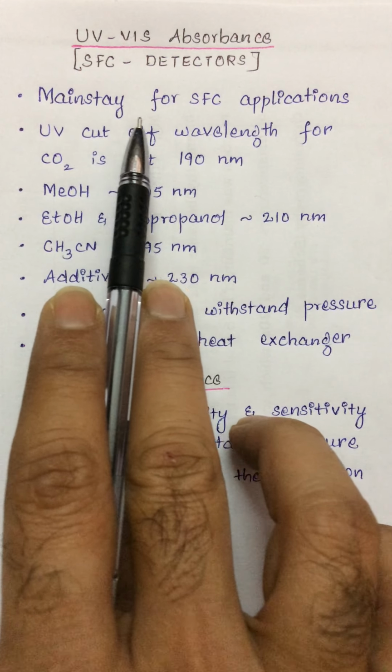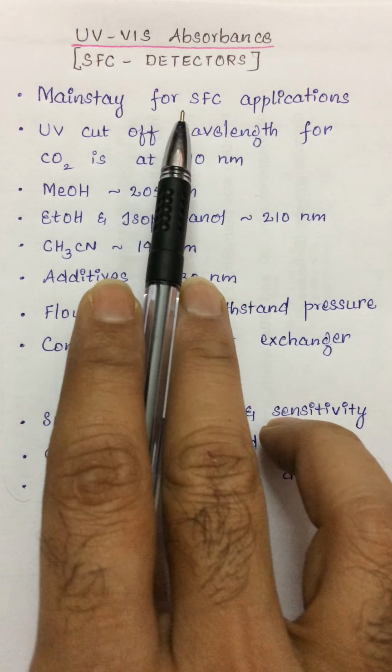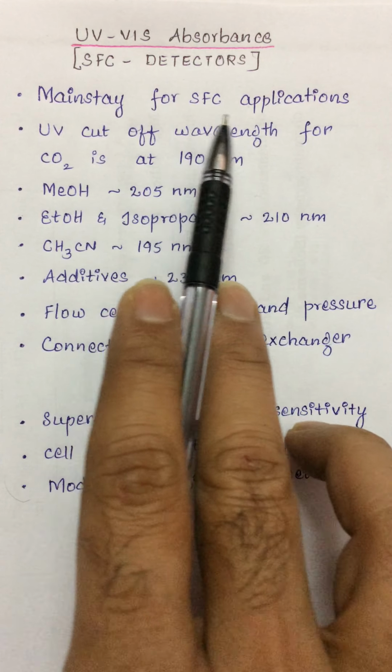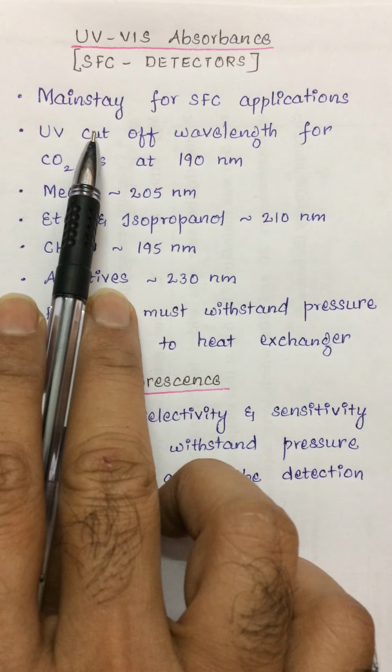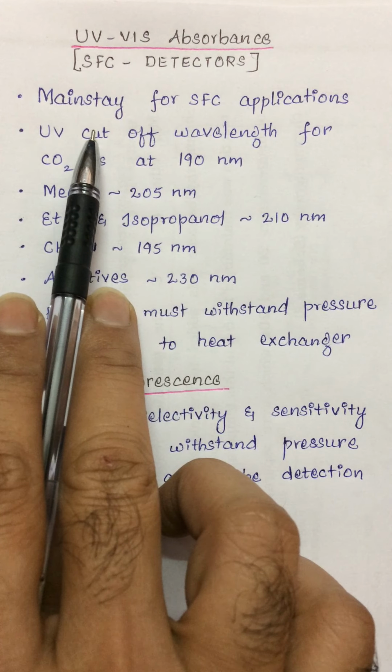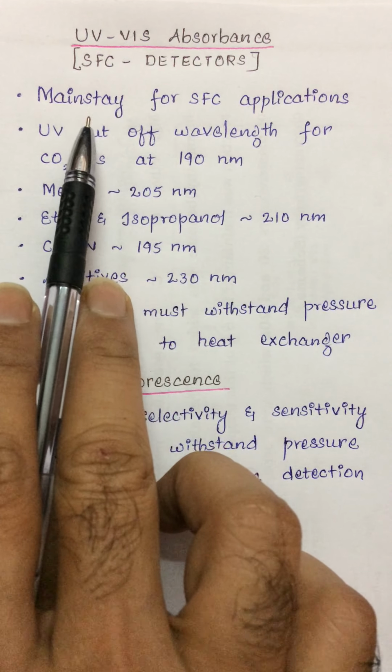This UV visible absorbance detector is said to be the mainstay of routine supercritical fluid applications, since it meets most of the ideal characteristics of a detector. So this is very regularly used.